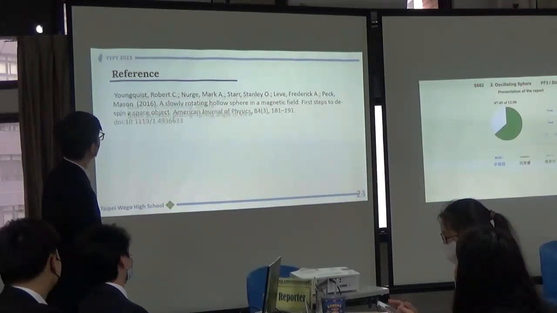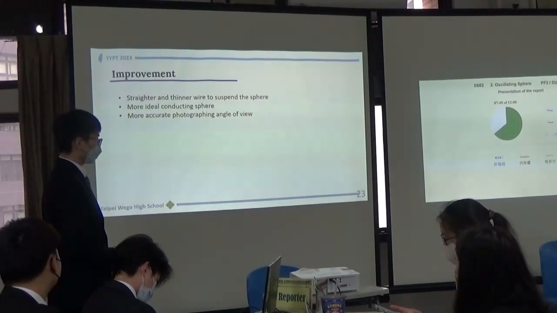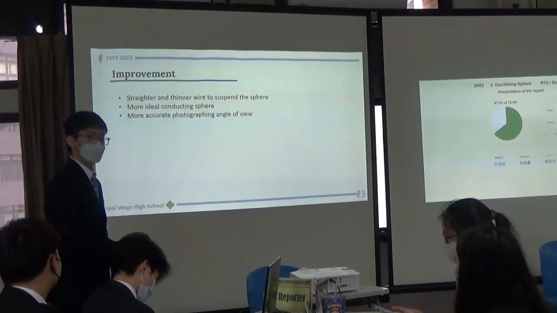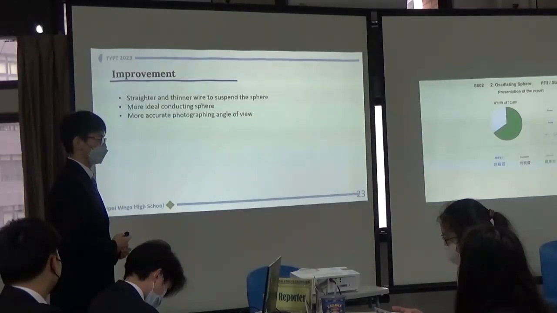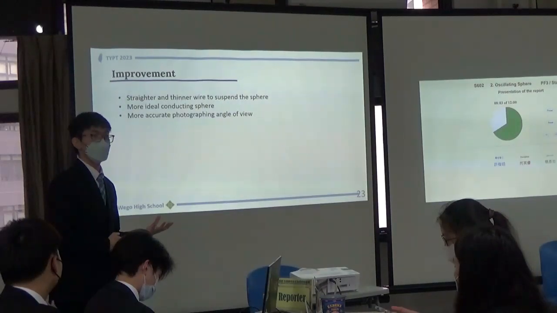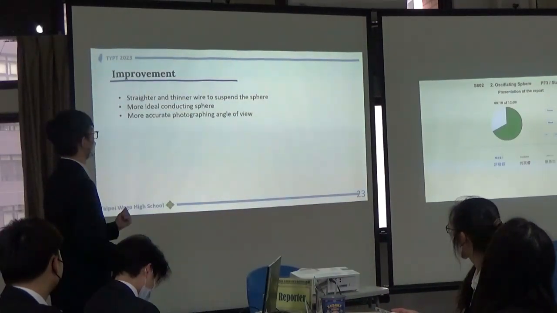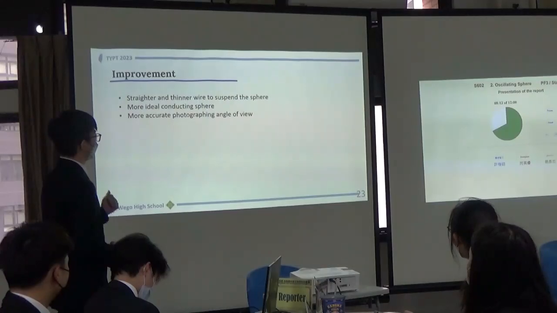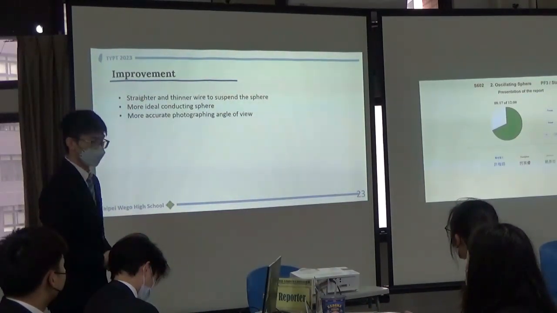And then, a more ideal conducting sphere, and also more materials for the sphere, since I just mentioned in the equation that the permittivity and the charge density are all impacted by the material of the sphere. So we could test more different materials in our experiment to examine our theories, and use a more accurate photographing angle of view. So this will be the end of my presentation.